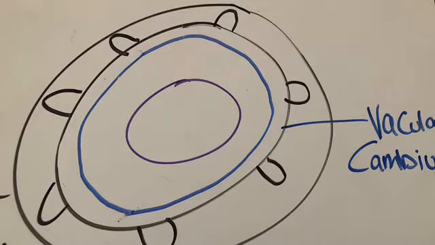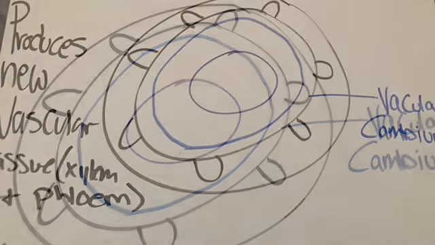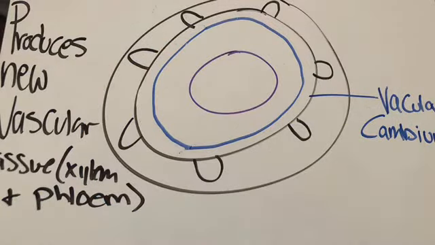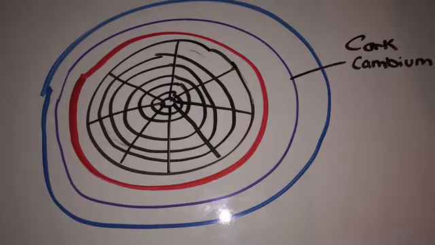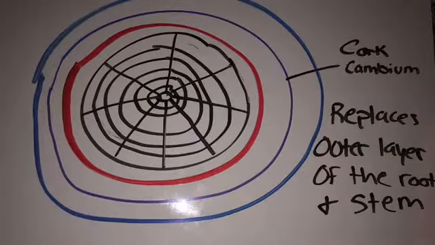After the lateral meristem, we have the vascular cambium. The vascular cambium produces new vascular tissue, that is xylem and phloem. After the vascular cambium, we have the cork cambium, which is equally as important. Cork cambium is important because it replaces the outer layer of the root and stem systems.